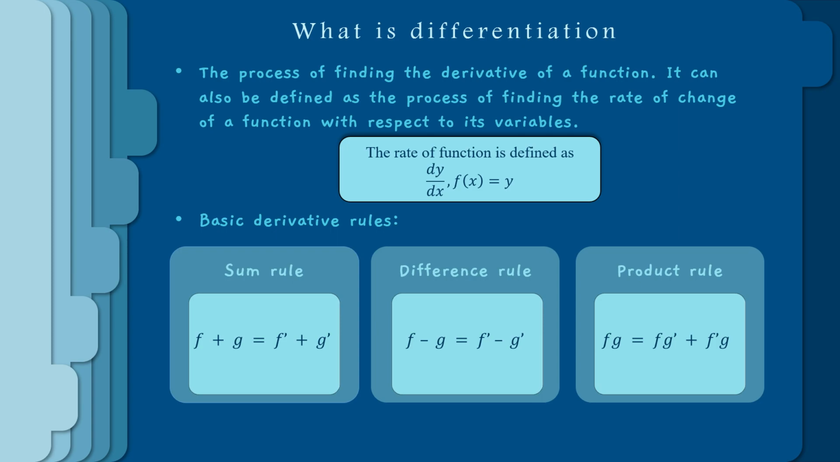To solve differentiation problems, there are three basic derivative rules that we can apply. First, the sum rule: if the function is f plus g, then the derivative is f prime plus g prime. Second, the difference rule: if the function is f minus g, then the derivative is f prime minus g prime. And the last one is the product rule: if the function is fg, then the derivative becomes fg prime plus f prime g.